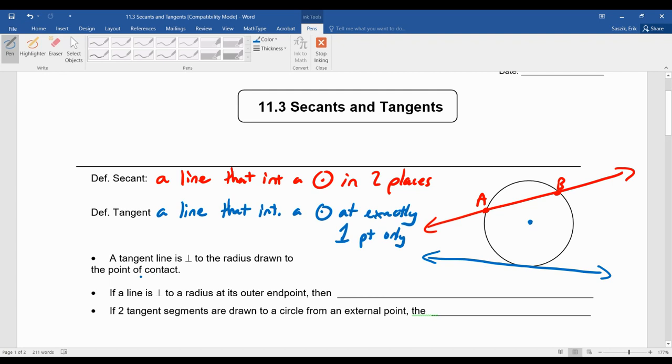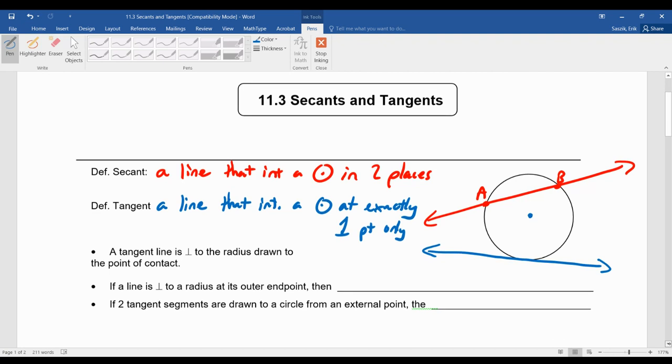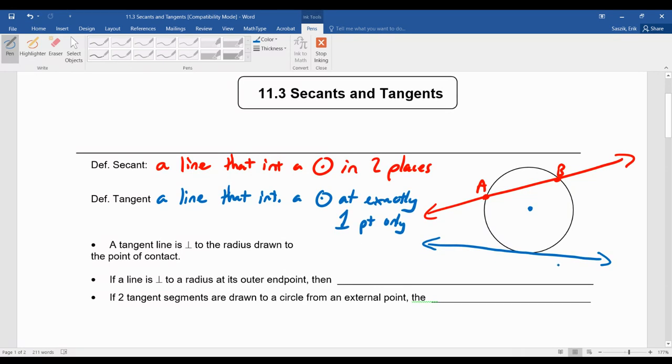Now there's just some information here. It says a tangent line is perpendicular to the radius drawn to the point of contact. So wherever you have a tangent drawn to a circle, if you draw a radius to that point of contact, you are creating a right angle. Okay? Some other information. If a line is perpendicular to a radius at its outer endpoint, then it is a tangent line. That's essentially the converse, right?